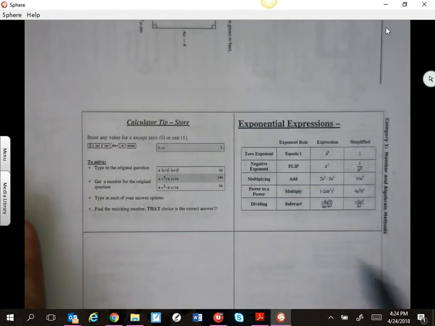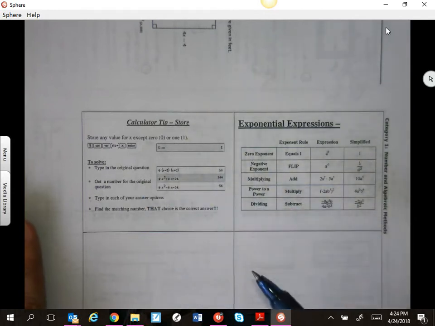And the last section on Category 1 is going to be exponential. So again, there's a store. We didn't do that in class. It's not something we practice.